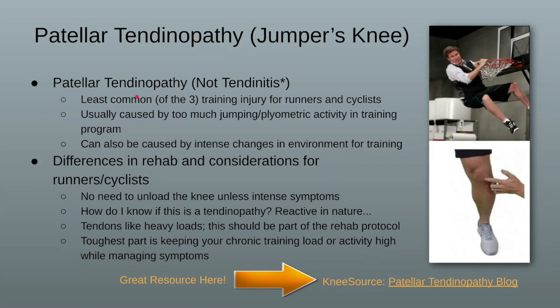What does that mean? That means that icing and stretching is probably not your best bet if you have something like a tendinopathy here. And again, I don't want to go into this slide too much.